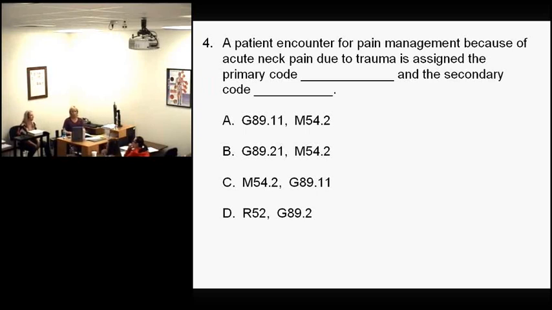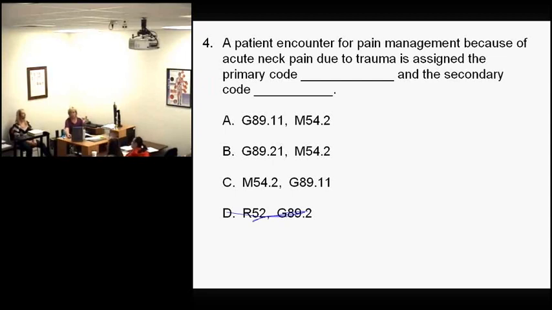Somebody tell me how we ruled out D. B or D? D. Now that G89.2, is that a complete code? Okay, so that goes away, right? Since that's not a complete code, that's gone.